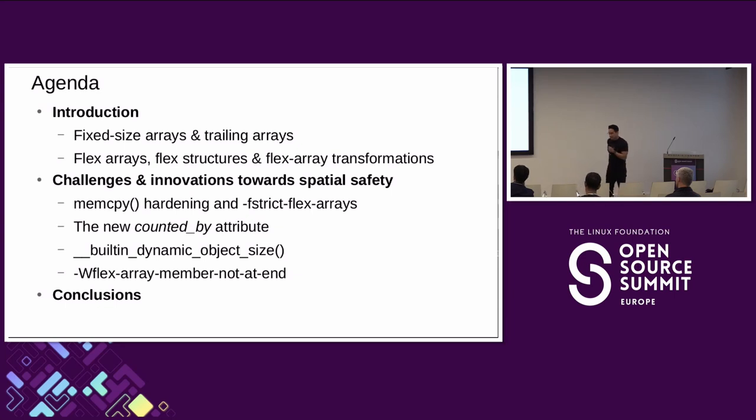We are going to start with some very simple and very basic concepts about arrays, and we are going to build on top of that. We are going to use that as a base for the rest of the presentation. Then we are going to move on to the main part of this presentation, which is about hardening the Linux kernel, particularly when it comes to memcpy and array bounds. And we are going to explore some interesting compiler options and attributes that we have been using to harden the Linux kernel in recent times. And of course, at the end, some conclusions.